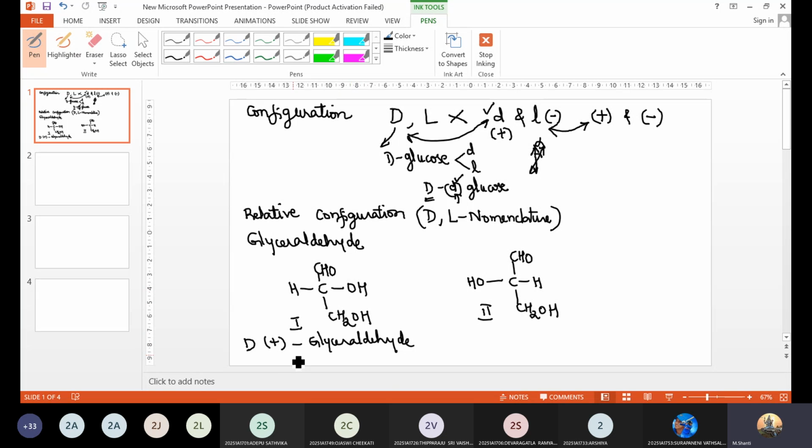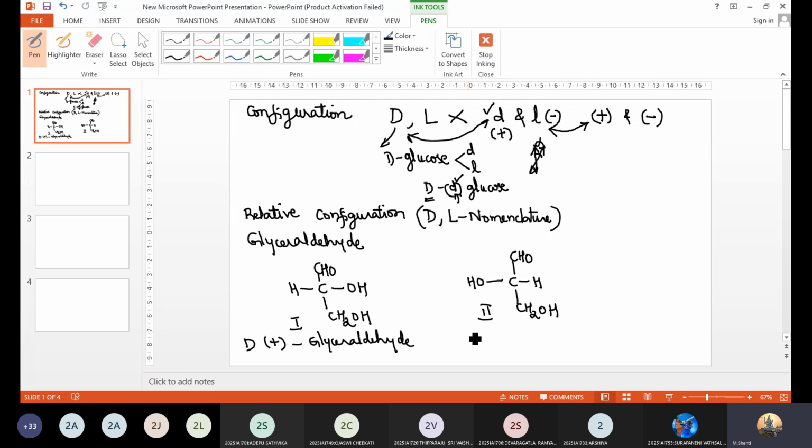One more important point: when this molecule's optical activity was found, it was found to rotate towards the right hand side. Therefore they are showing the plus sign here. So you don't have to confirm any relation between the capital D and the sign, or capital D and small d. You just don't have a relation. A positive sign just means it is a dextrorotatory molecule. That's it. And how about the other molecule, structure 2?